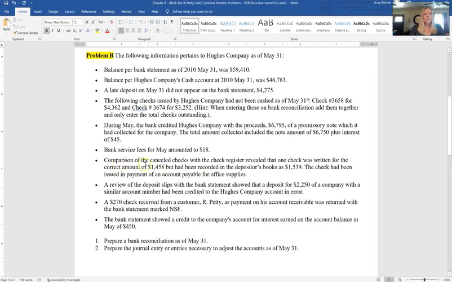The next thing says comparison of canceled checks with the check register revealed that one check was written for the correct amount of $1,458, but had been recorded in the depositor's books by $1,539. So whenever the bookkeeper or the accountant recorded this check, they recorded it in our books for the wrong amount. The check had been issued in payment of an accounts payable for office supplies.